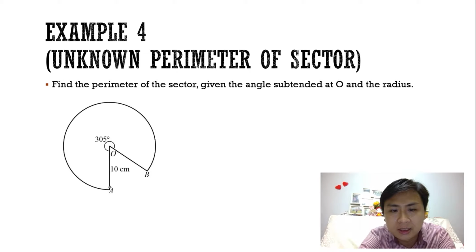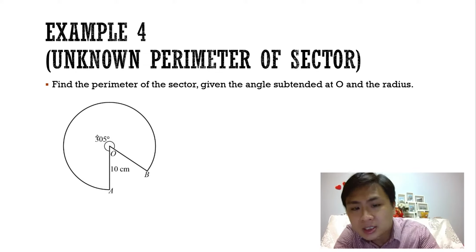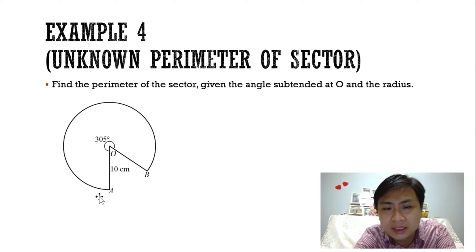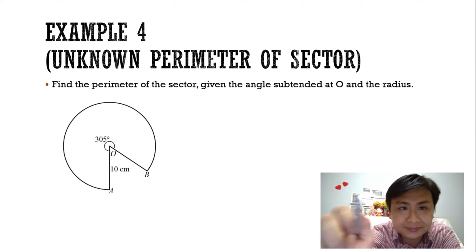Again, how many lengths are we interested in? The arc AB, that's the first length. Second length, the radius OA. The third length, the radius OB. So we are interested in a total of 3 lengths. First we find out the length of arc AB.